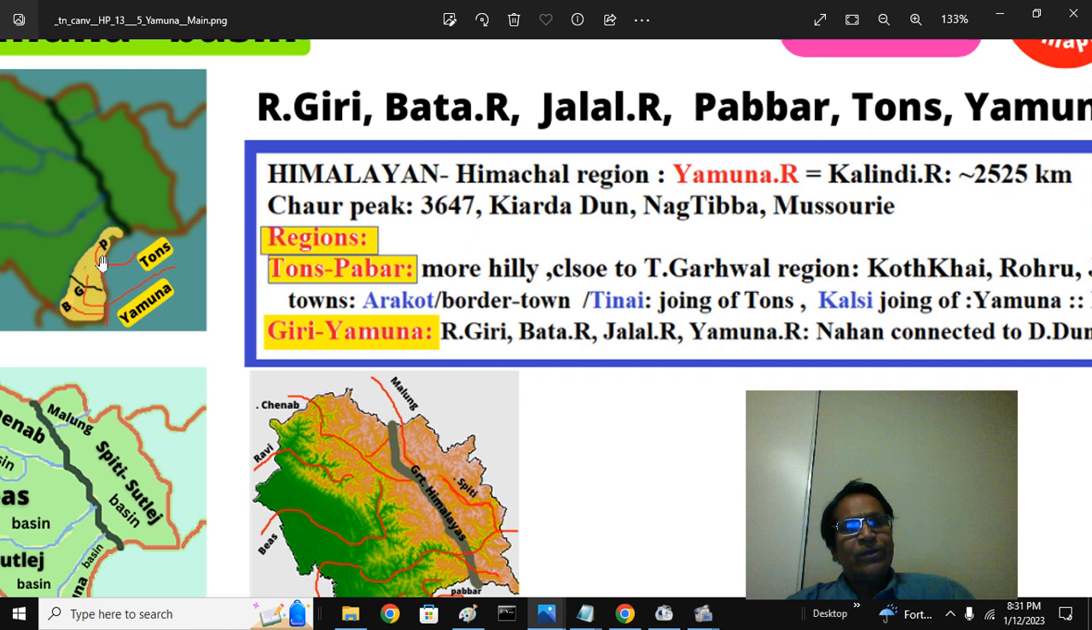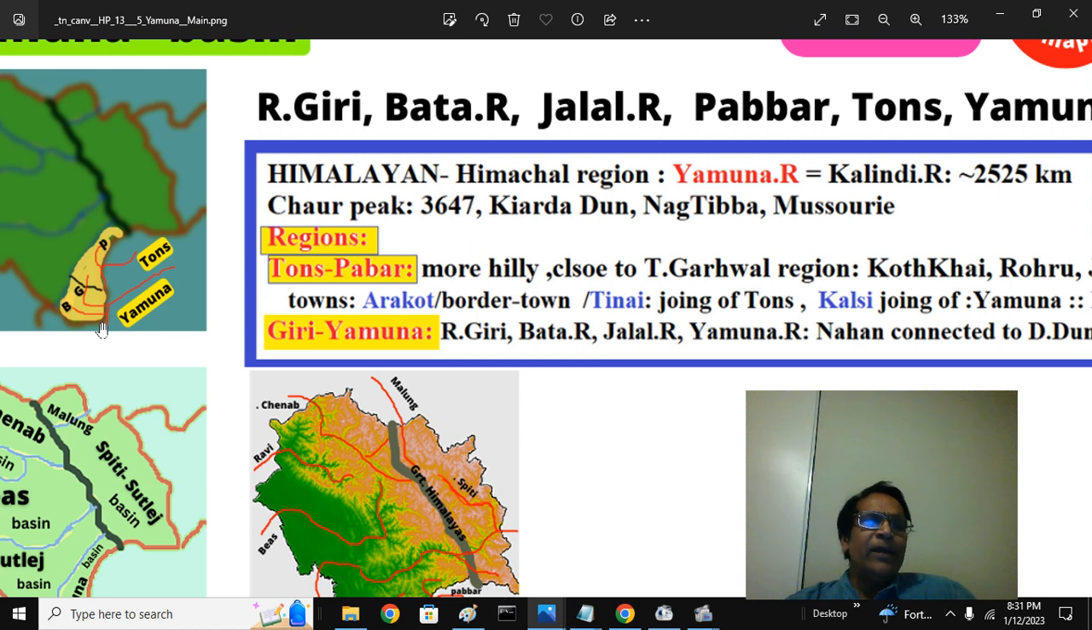At Arakot, the Pabbar joins the provincial border and continues, and joins the Tones at Tinai. The joint stream of Pabbar and Tones continues its journey at Kalsi. It joins the Kalindi River or Yamuna River, and the Yamuna River gathers further the Bata River and the Giri River.